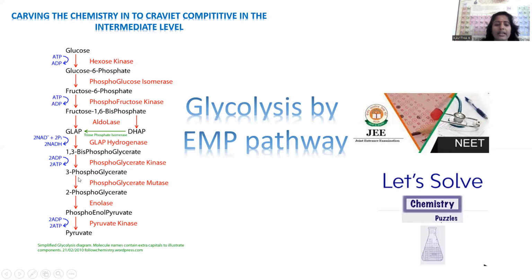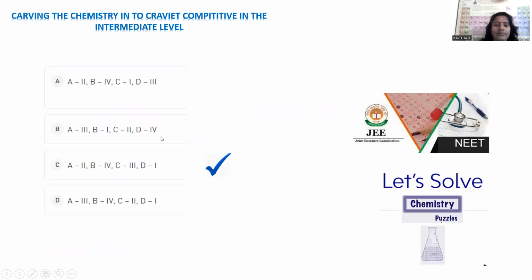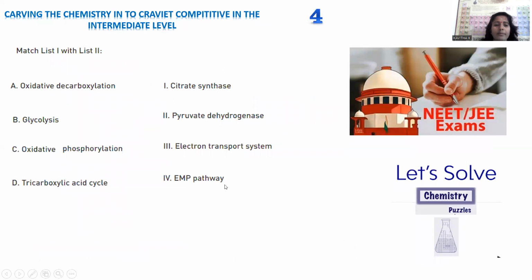Whenever mutase is added, the position of the phospho group is shifted from third to second. And enolase means keto-enol tautomerism will be carried out. Glycerate is now turned into pyruvate. So finally, the other phospho group that is there is also removed by ADP, so that finally the product will be pyruvate. This is the mechanism for the conversion of glucose into pyruvate by the mechanism called the EMP pathway. This is called the EMP pathway, so glycolysis proceeds with the EMP pathway.